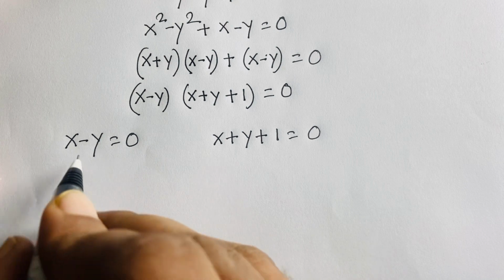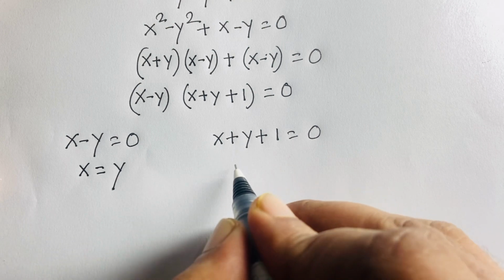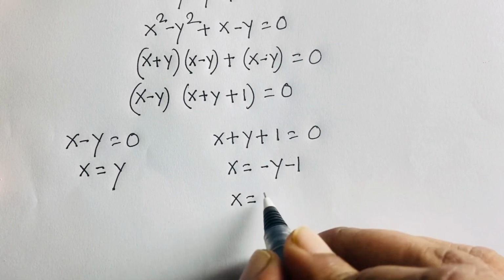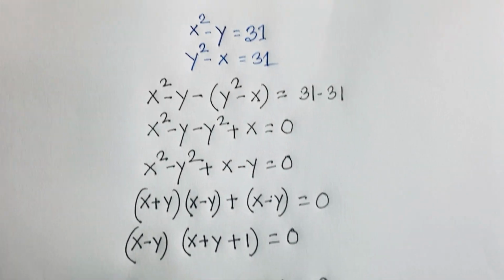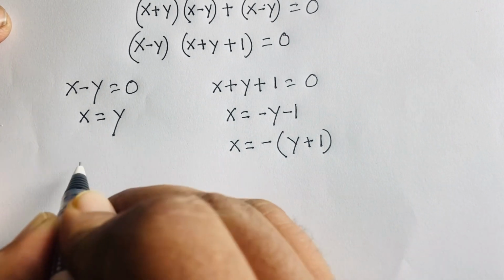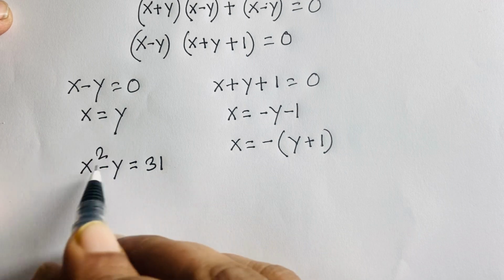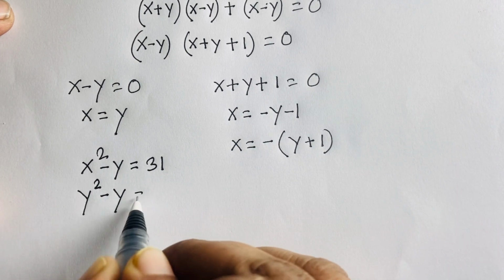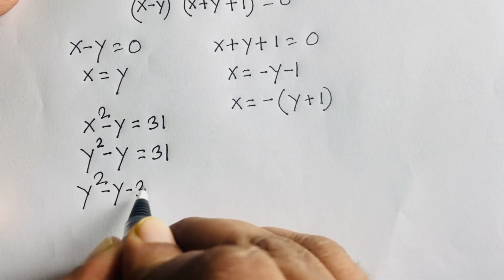Then in this case I can see easily it will be x is equal to y, and here I can say x is equal to minus y minus 1. Then it will be x is equal to minus (y plus 1), since minus is common. Then our first equation is x square minus y is equal to 31. If I put the value of x in this equation, this time x is equal to y, so it will be y square minus y is equal to 31. Then this equation becomes y square minus y minus 31 is equal to 0.